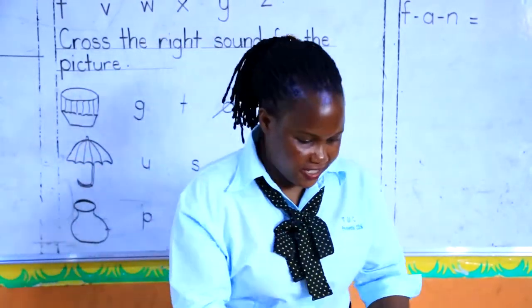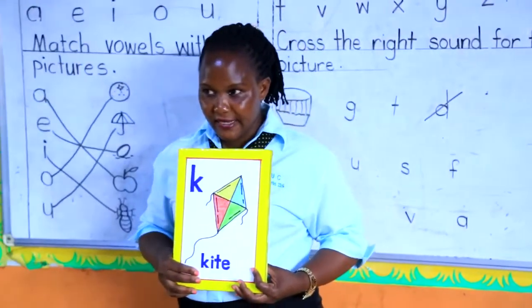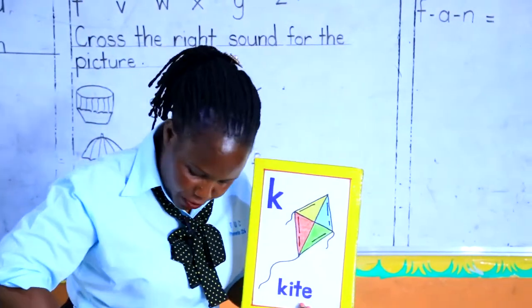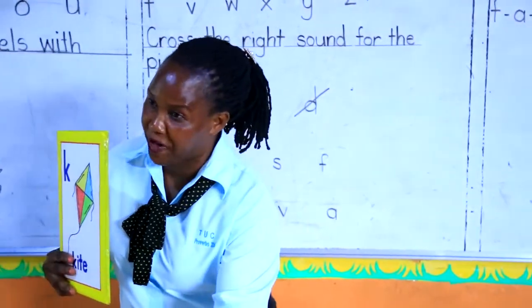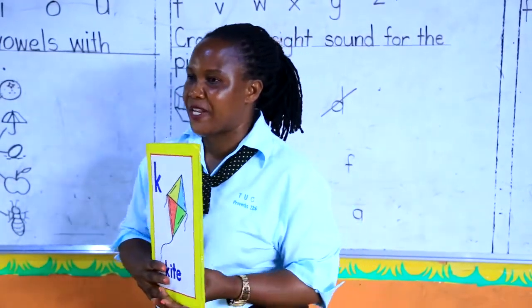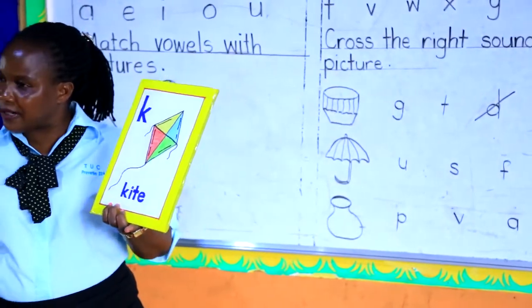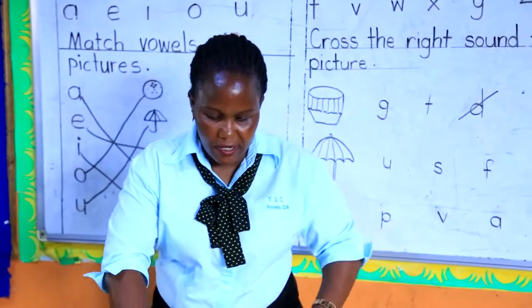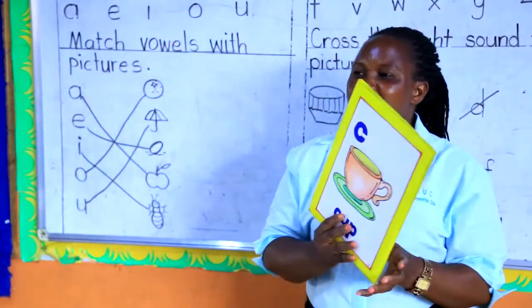Wow. That's nice. What sound is this? Wonderful. This is the sound. The sound has got a friend. Has got a what? A friend. Who can tell us the friend of the sound? Kite. Wonderful. Everybody say. Now, look at this sound.